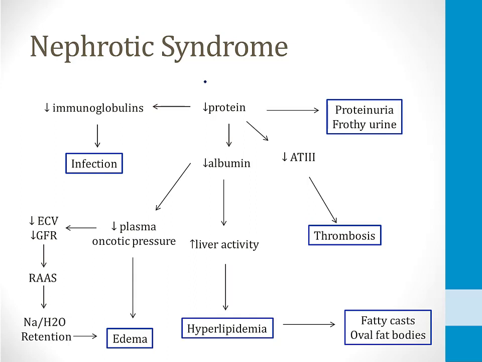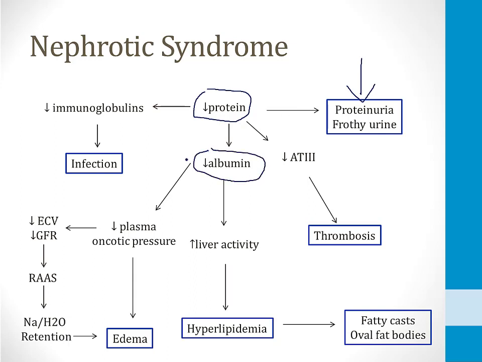The primary problem in the nephrotic syndrome is that protein is lost in the urine, and as a result there are low protein levels found throughout the body. The protein loss in the urine leads to proteinuria and frothy urine, which are characteristic findings. In addition, one of the major proteins which is lost is albumin.